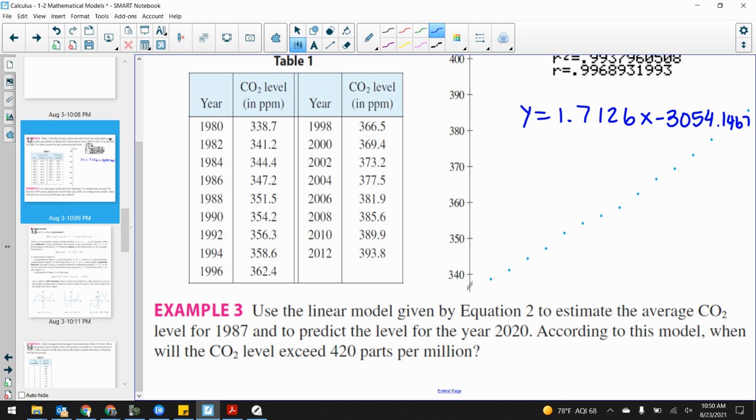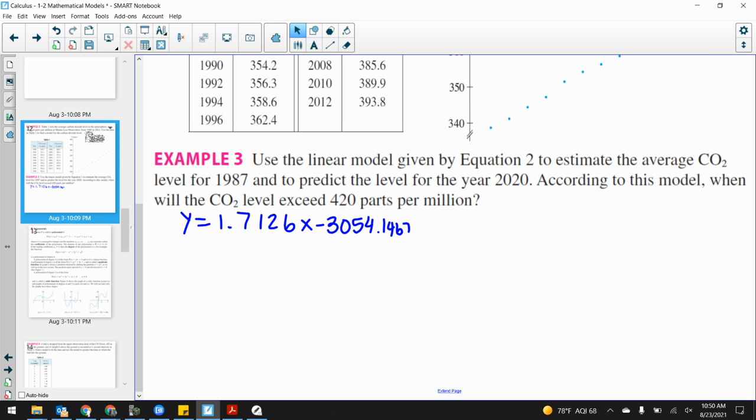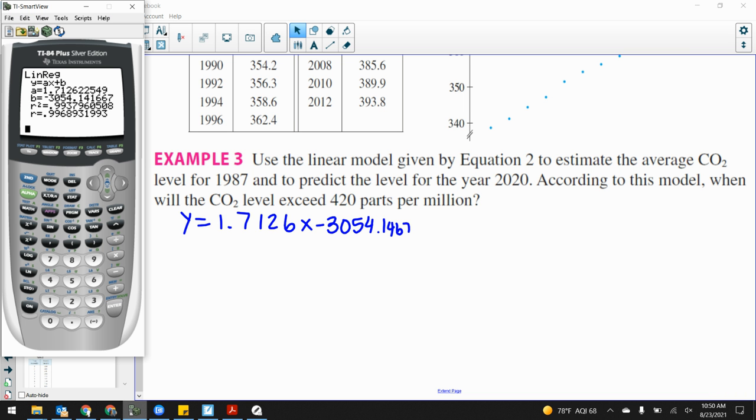Okay? So we have this equation, this 1.726, this equation, and then we're going to say, okay, what's happening at 1987 and then what's happening in 2020? Now, we could use our calculators to do this, or you could just plug it in.